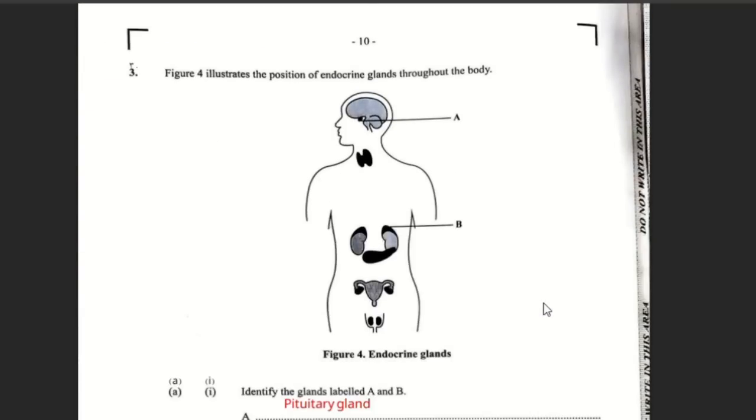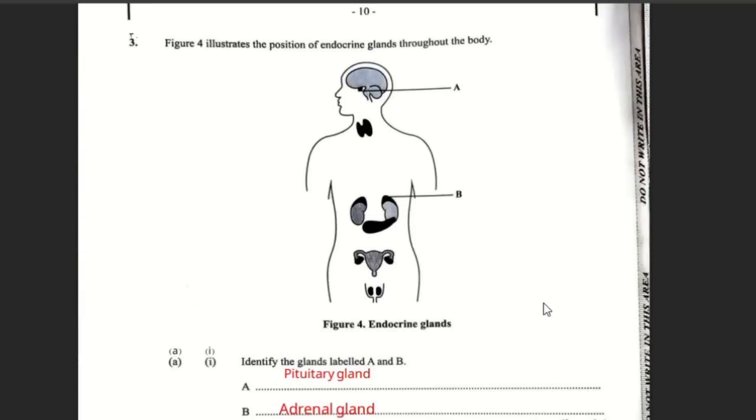Alright, so the next part is going to be the endocrine system. The endocrine system has literally everything to do with glands and hormones. So the first part is saying identify the glands labeled A and B. From the A pointing in the brain, we know that is going to be the pituitary gland. And from B pointing on top of the kidney, we know that is going to be the adrenal gland.